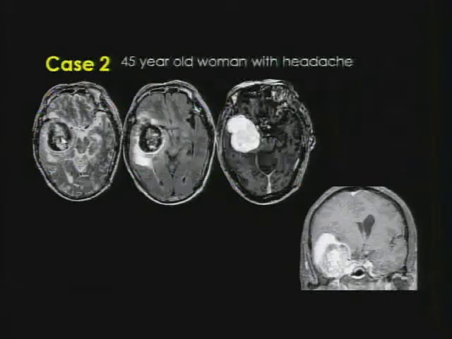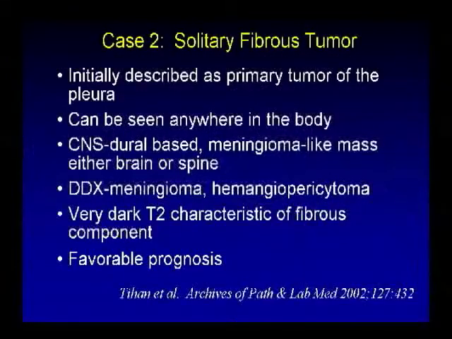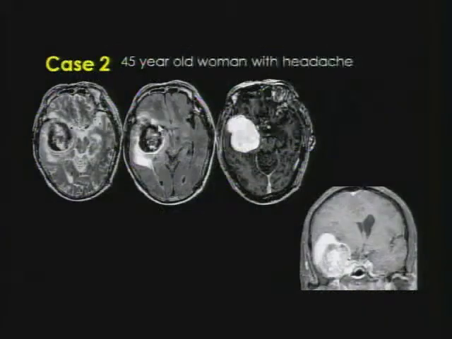Whenever you see an extraaxial mass and you're about to give a diagnosis of meningioma, look at how dark this mass is on T2, almost black. When you see a black lesion on T2, think about a fibrous lesion. This is a solitary fibrous tumor, a well-characterized WHO tumor. So whenever you see a dark T2 mass that all in the world looks like meningioma, think about solitary fibrous tumor.